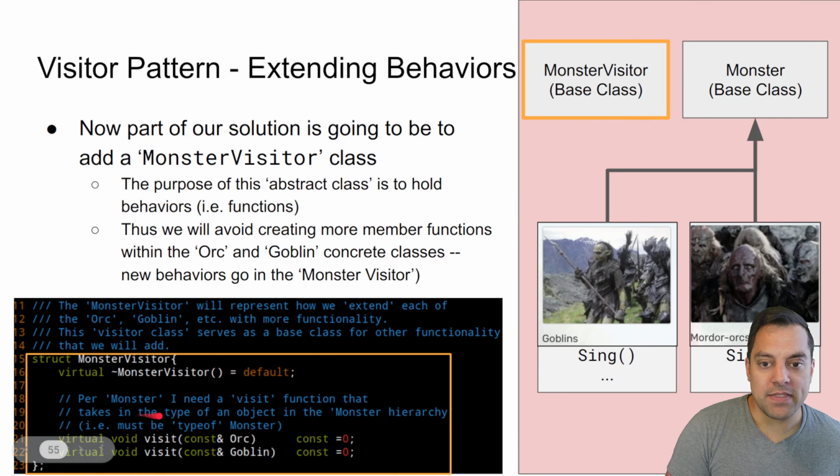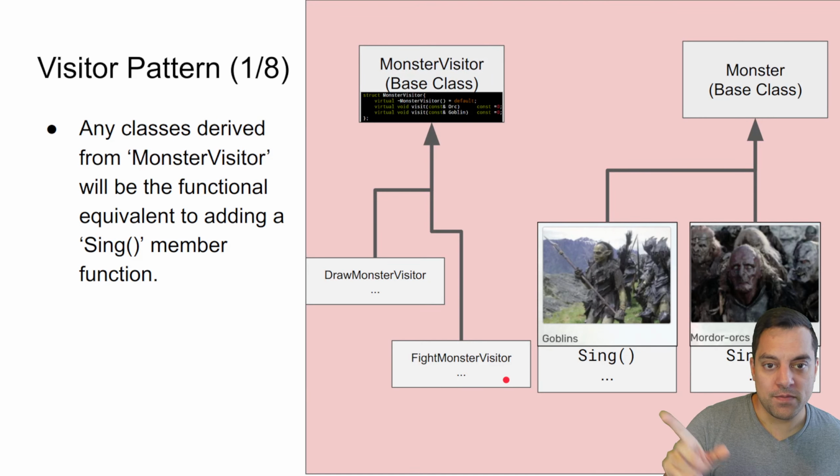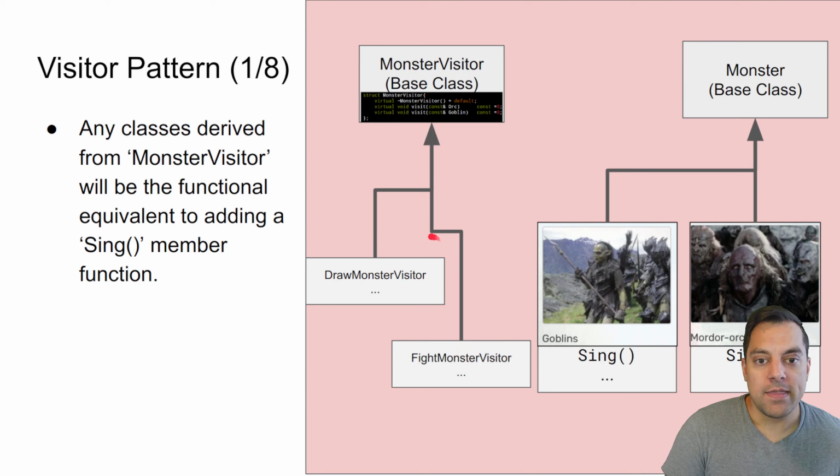A way to implement this is with a purely virtual function. So this itself is an interface, the monster visitor. That's an interesting idea, because if I forward one more slide, we're going to have our behaviors as derived classes of the monster visitor. If I want to draw the monster or have the monster fight or sing or whatever, that's where my behaviors are going to be.